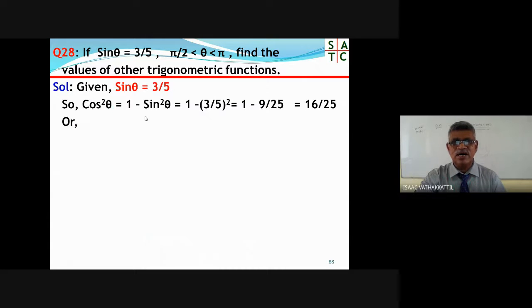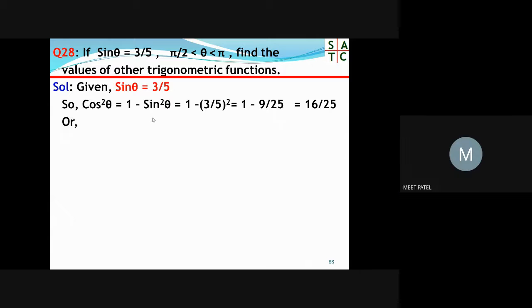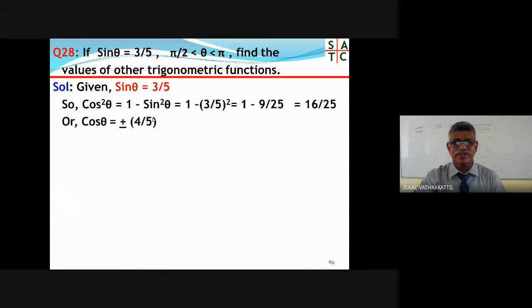So what is cos theta? 4 by 5. There comes the point, that is our main point today. Cos theta could be plus or minus, since cos squared theta is 16 by 25. We had no such option earlier, when sin theta is 3 by 5, cos theta is 4 by 5. Not now. Here we have the point because theta is in quadrant 2. In quadrant 2, cos theta is negative.